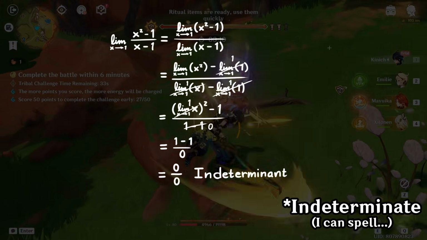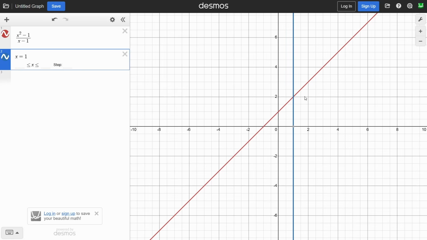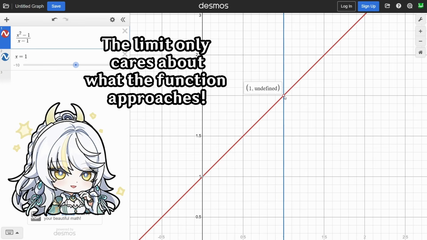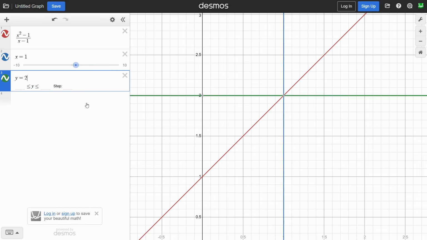It looks like we don't get an answer, but let's check the graph of the function. Interestingly, we can see that it actually plots a straight line, but there's a hole at x equals 1. But remember, the limit doesn't actually care about what's at x equal to 1. It just sees where things are going. If we look closely, the function appears to approach 2. There should be a way to get it somehow.